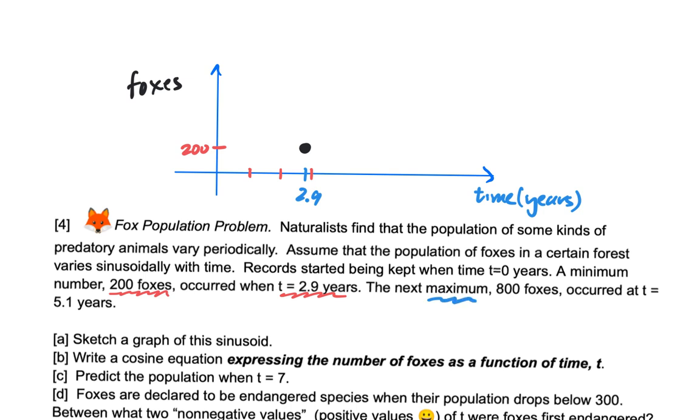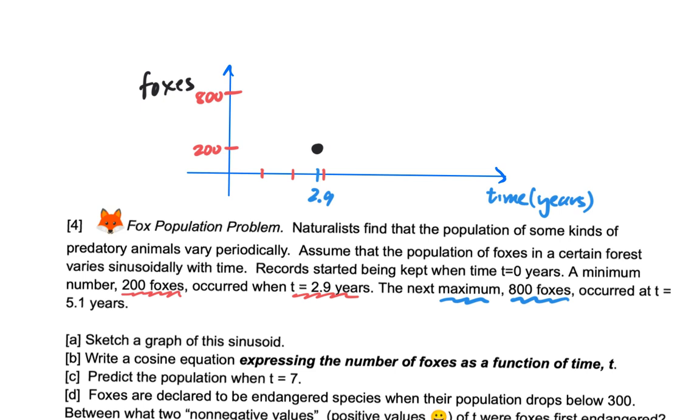The next maximum, 800 foxes. So we're going to mark off 800. Occurred at 5.1 years. 5.1 years, 800.